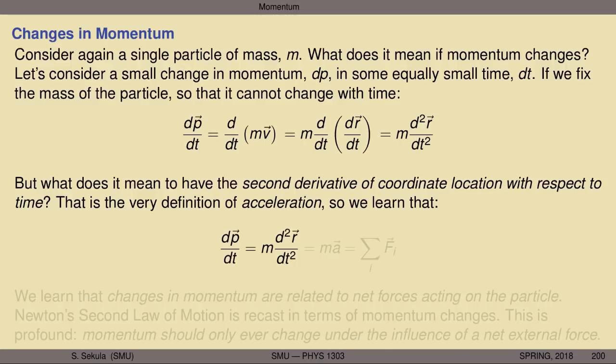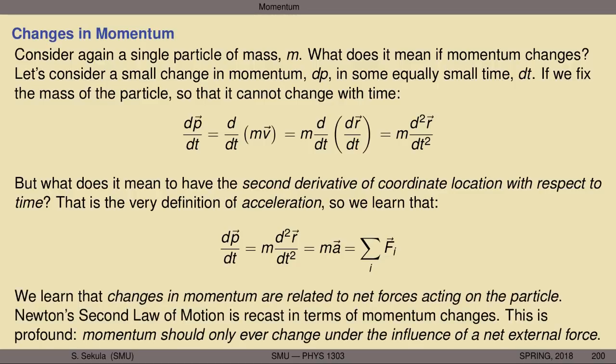So what we have learned is that this quantity here is actually equal to mass times acceleration, which from Newton's second law of motion must be equal to the sum of the forces acting on this particle. So we have learned that changes in momentum with respect to time are related to net forces acting on this particle. Newton's second law of motion has just been totally recast in terms of the momentum concept. And in fact, this was something that Newton himself had done. This is in fact profound.